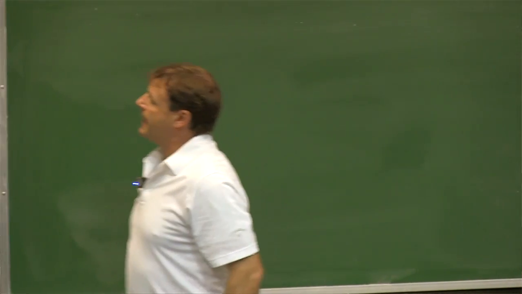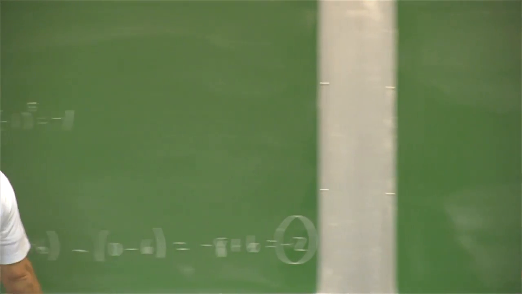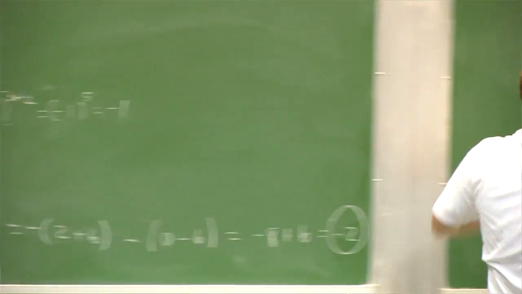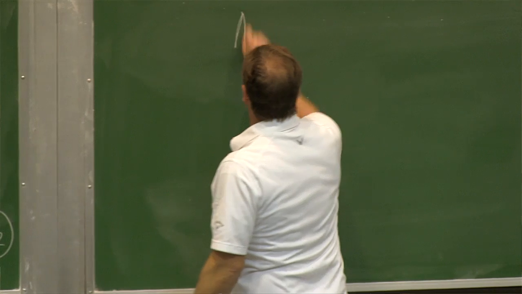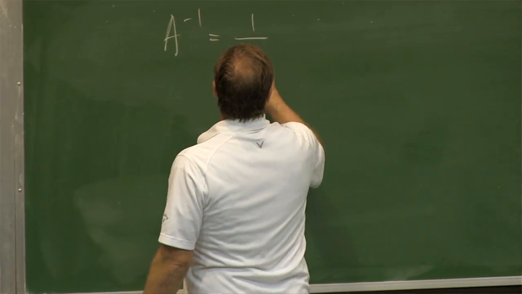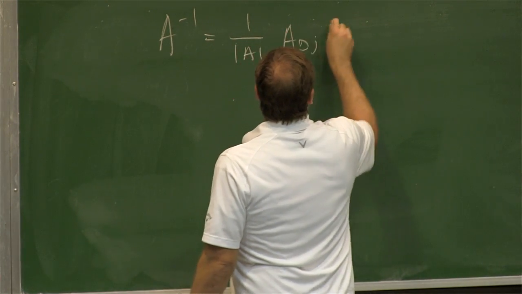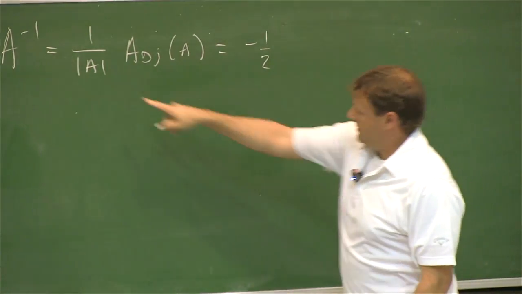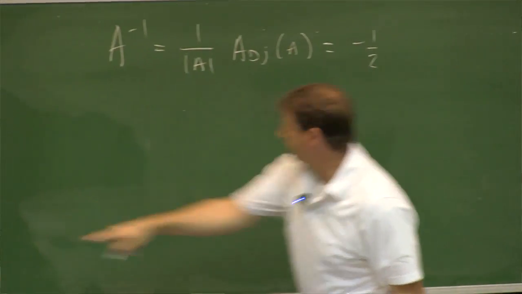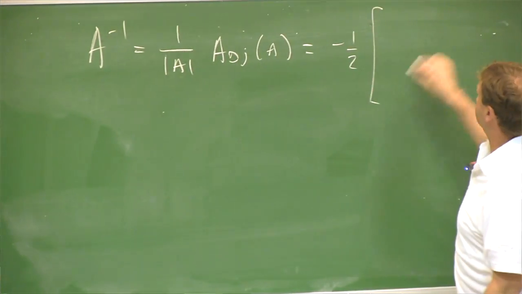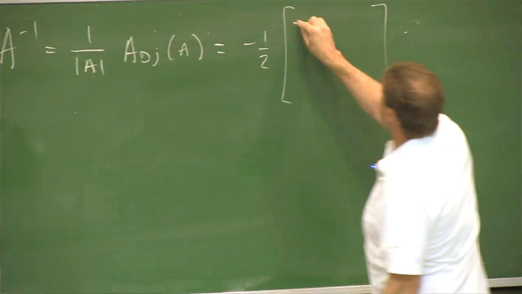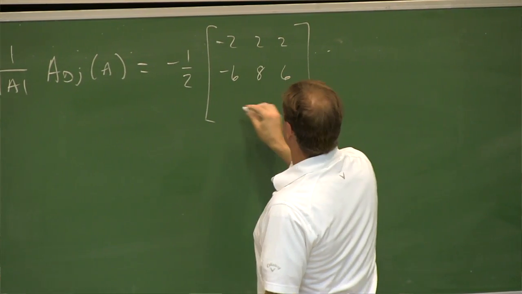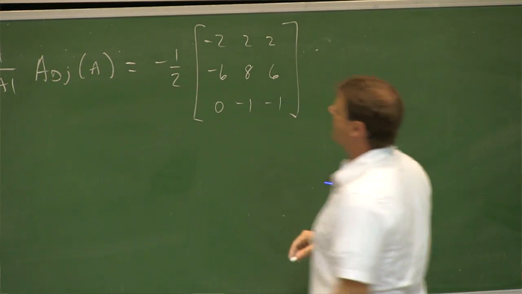Well, it seemed like we're kind of sidetracked here. Remember, our goal was to find the inverse. We went and got the determinant, we went and got the adjoint, so now I can write down the A inverse. That's equal to 1 over the determinant times the adjoint of A. So I have negative 1/2, that's 1 over the determinant, times the adjoint, that's this one, 2, negative 2, 2, negative 6, 8, 6, 0, negative 1, negative 1.